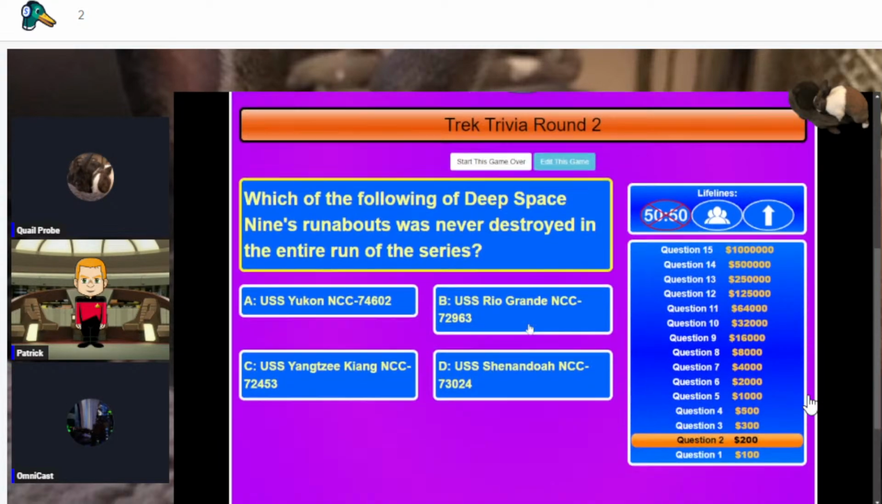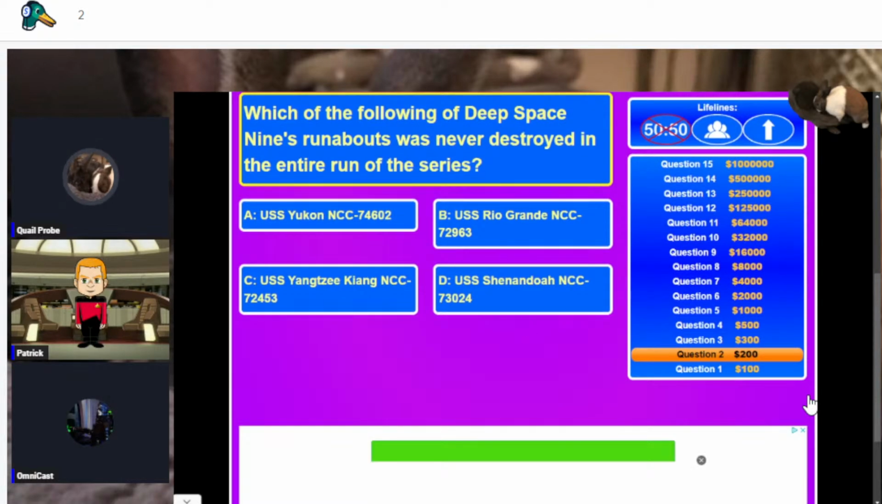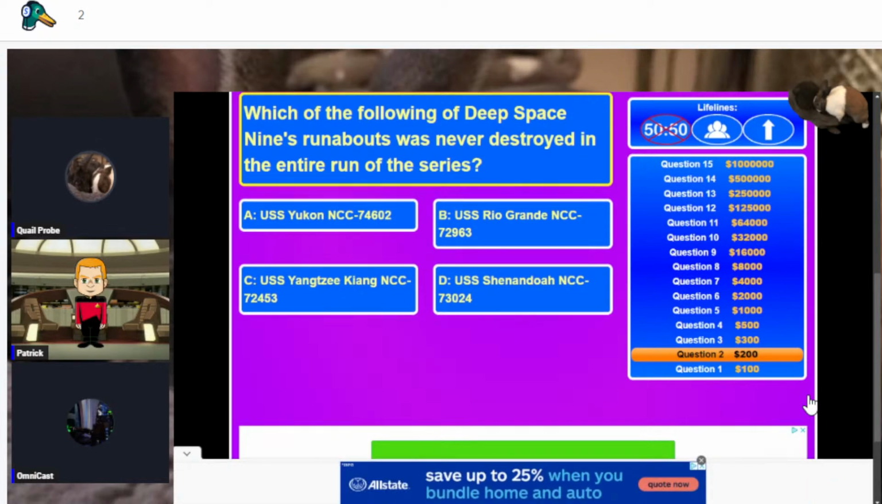Okay. For 200 points, which of the following Deep Space Nine runabouts was never destroyed in the entire run of the series? The Yukon, the Rio Grande, the Yangtze or the Shenandoah?